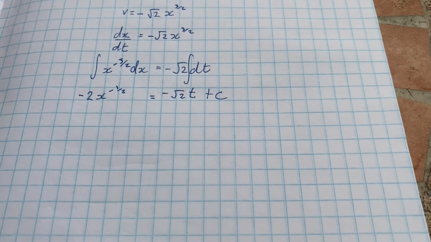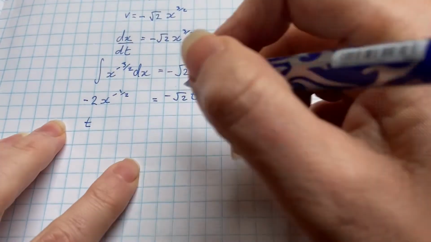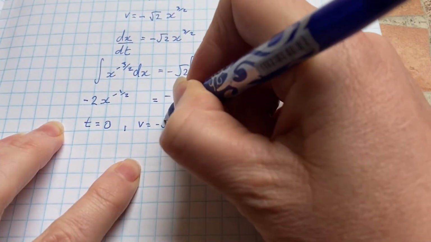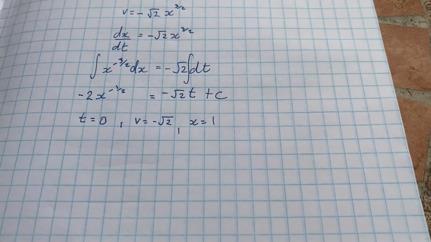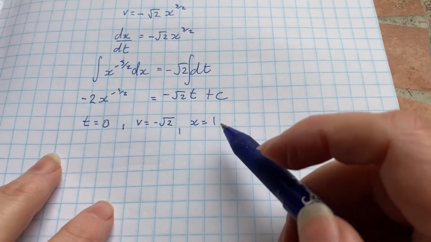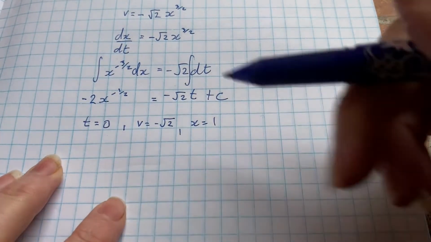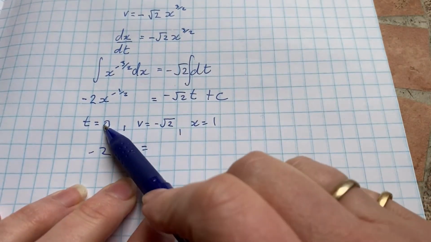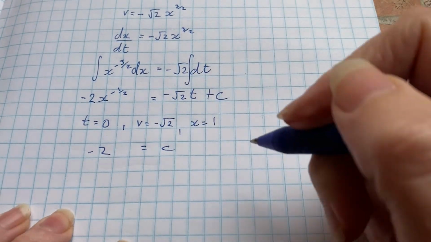So let's find that plus c with our initial conditions. So we were told that initially, when t equals 0, that v equals negative the square root of 2 and x equals 1. So let's go ahead and plug those in. So when I plug x equals 1 here, I'm just getting 1. So that's just negative 2. And that is equal to, t equals 0, so this is 0. So c equals negative 2.